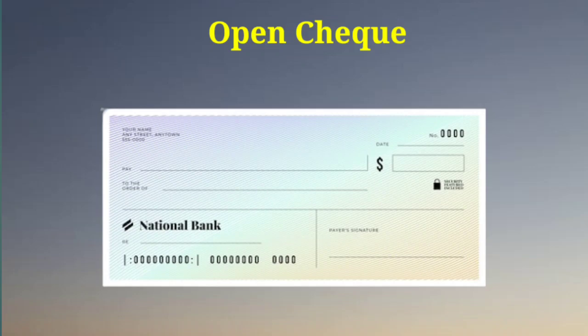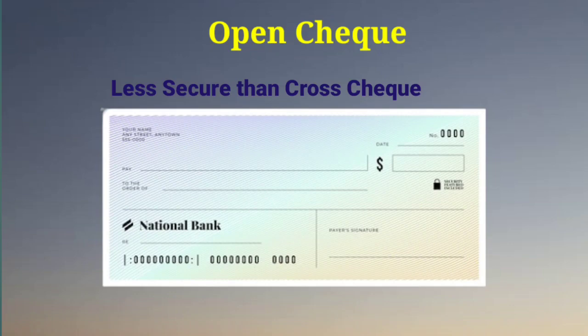Open checks are considered to be less secure than cross checks, as they can easily be lost or stolen and cashed by someone other than the intended recipient. They are also more susceptible to fraud. Open checks are less common in use, and most of the time banks discourage using them. They are mostly used for transactions between known parties where there is trust between them.